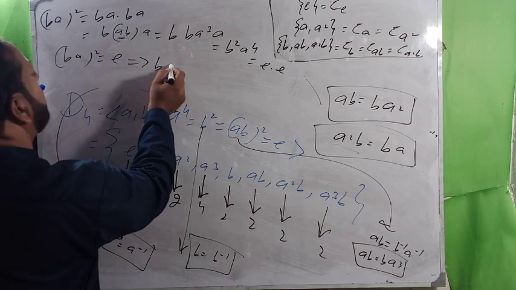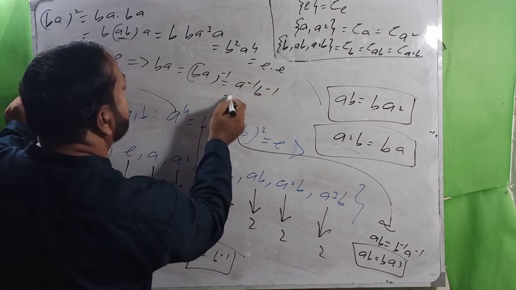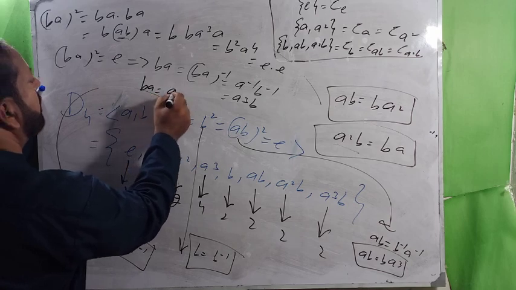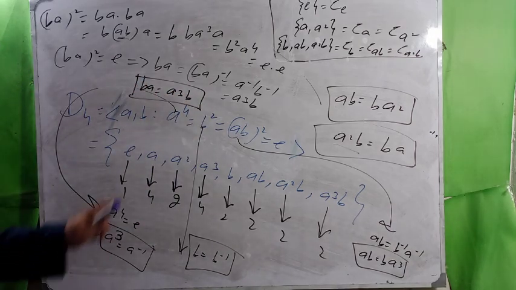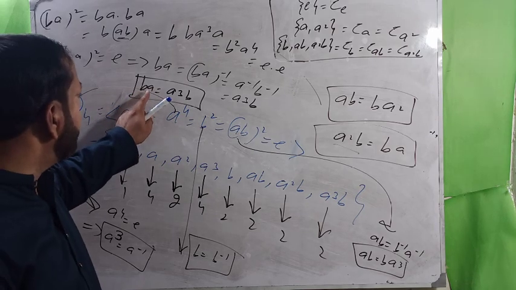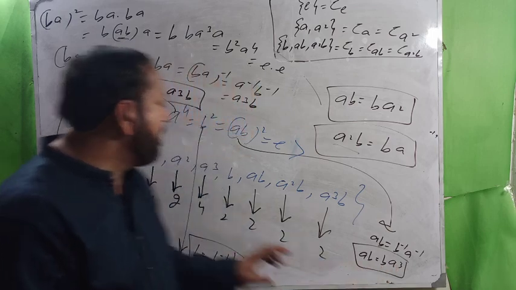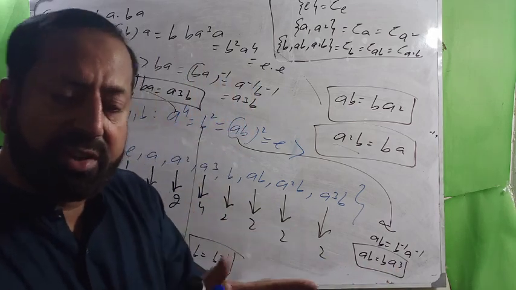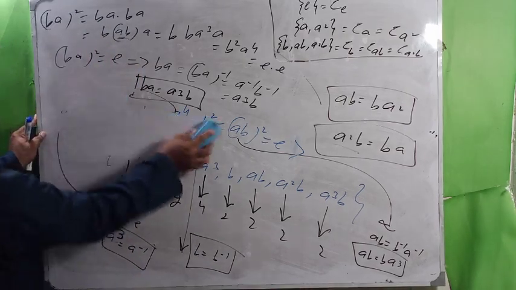So (BA) square is equal to E. This implies BA is equal to (BA) inverse. This is A inverse, B inverse. This is A cube B. So BA is in fact A cube B. I have another condition. Now I need to know what is BA square. I have established BA cube, I have established BA, but I need another one, BA square. Now find BA square.